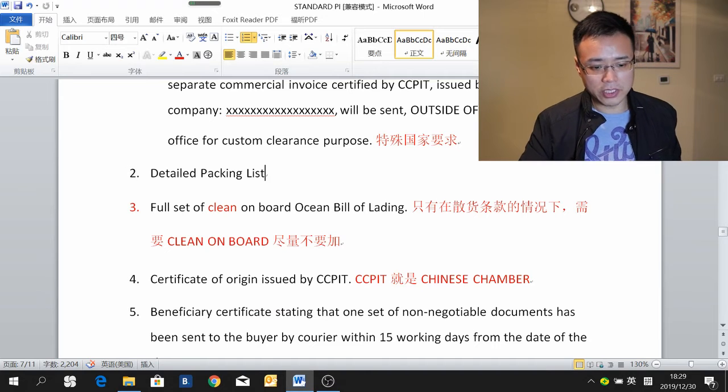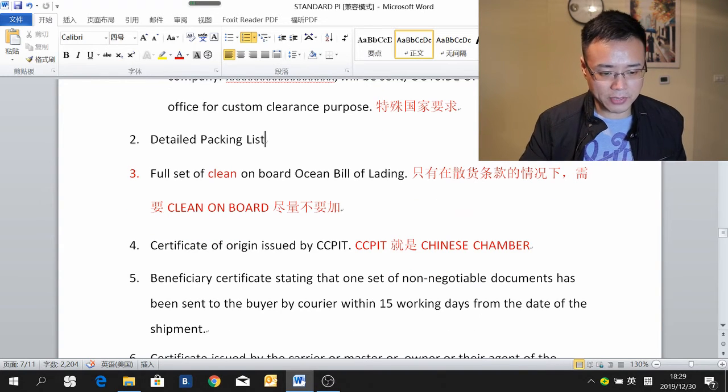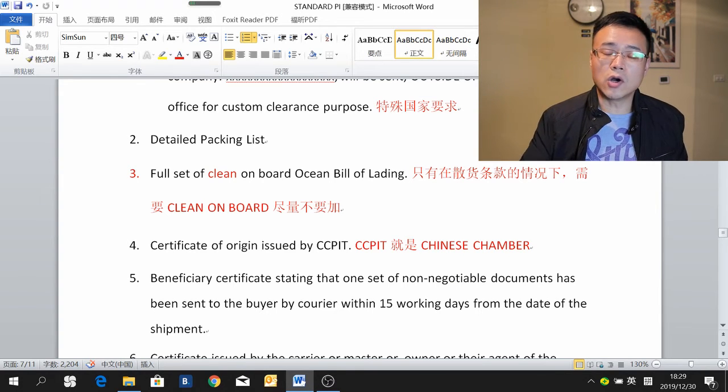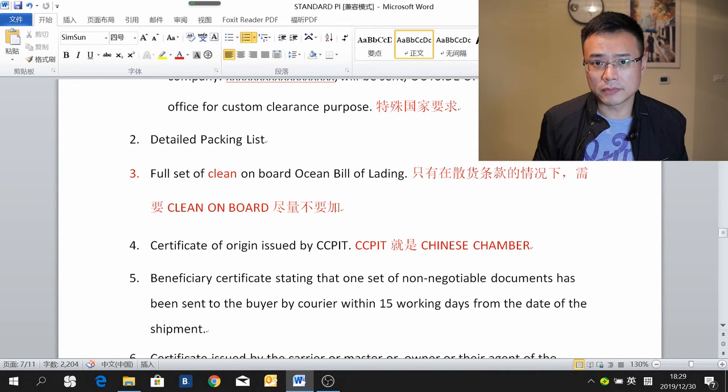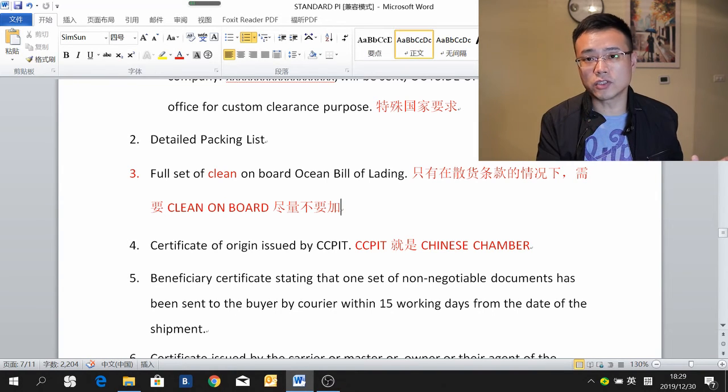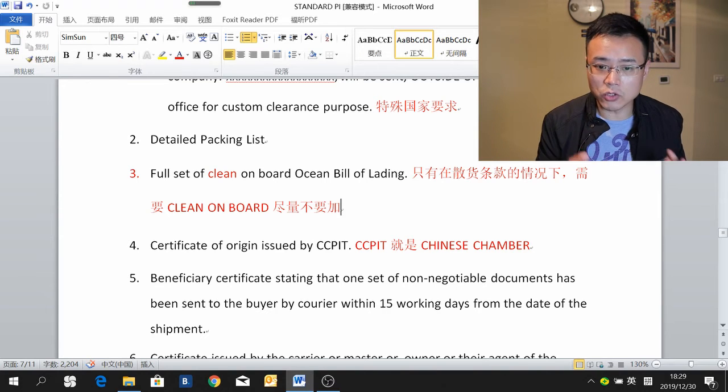Okay, number 2, detailed packing list. Number 3, full set of clean on board ocean bill of lading. Clean on board is only required in the case of bulk shipment. For container shipment, there's no clean on board because you already stuff your cargo into the container, and the shipping company cannot witness the cargo condition, therefore to say clean or not.